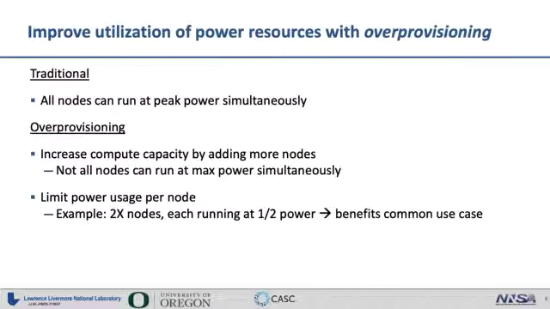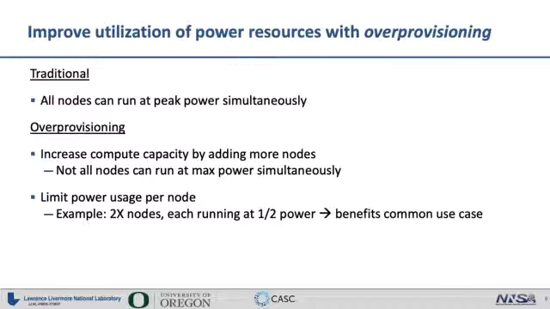As previously mentioned, one strategy to improve power utilization is hardware over-provisioning, or over-provisioning for short. Our current traditional approach when procuring systems is to assume that all nodes can run at peak power simultaneously, assuming some provisioned amount of power for the given system. But as we've seen on previous slides, this is a suboptimal strategy that leads to limited throughput and power capacity being left on the table.